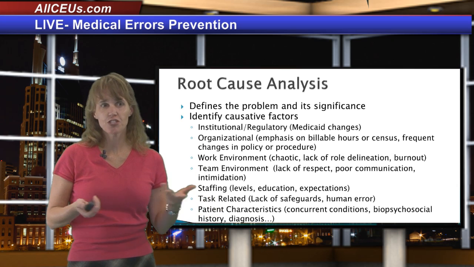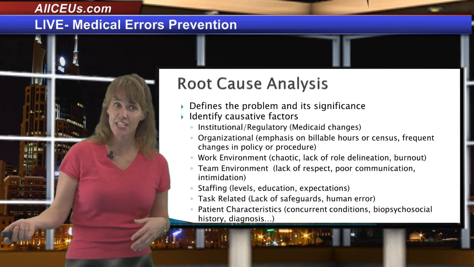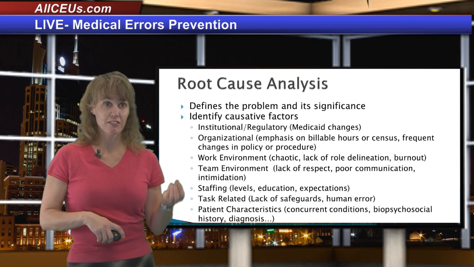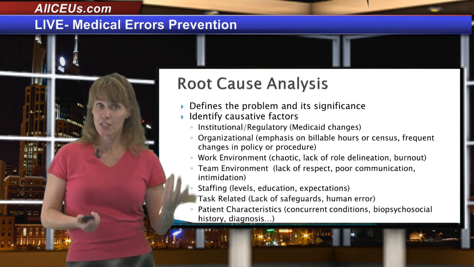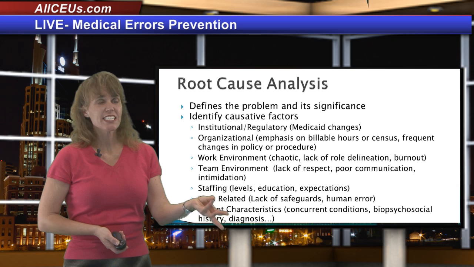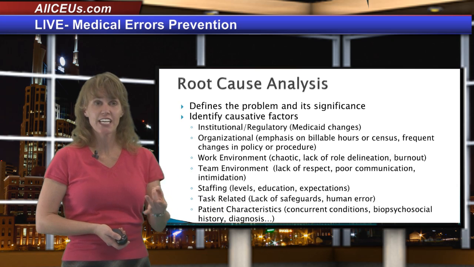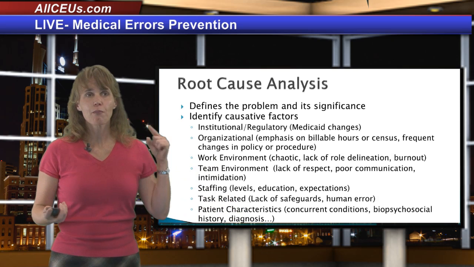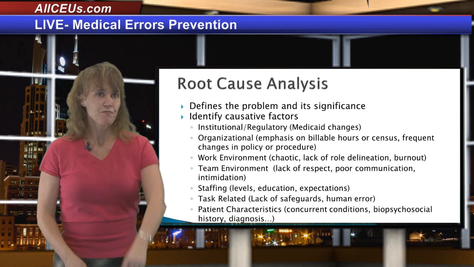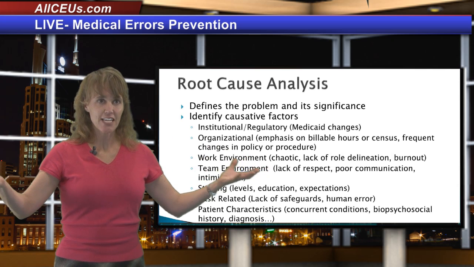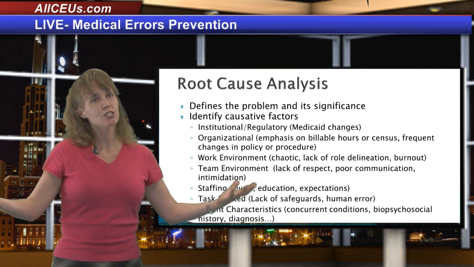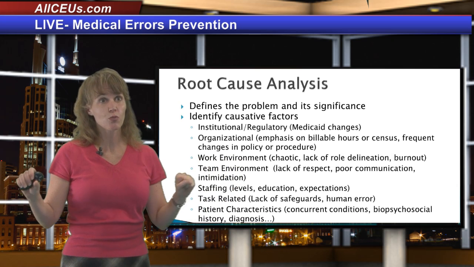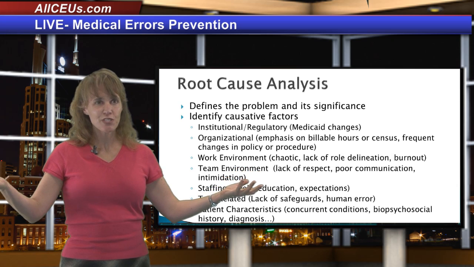Team environment. If there's a lack of respect, poor communication, intimidation, all of these can lead to medical errors and sentinel incidents. So we need to address it. We want to look at staffing levels, education and expectations of the staff. Were they appropriate? If not, what needs to change? This is not to point the finger and say, oh, it's your fault. It's to look at the system as a whole and say, what could we do better? Where were we falling down? As they say, a chain is only as strong as its weakest link. Where are our weak links and how can we strengthen them?